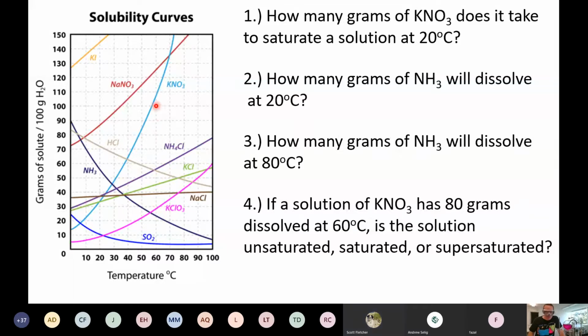No, not going to be saturated because that's going to be on the line. So since we have 80 grams and it's at 60 Celsius, it actually lies below the line. So that's going to be unsaturated. Saturated would be right on the line, actually. But thank you for answering.